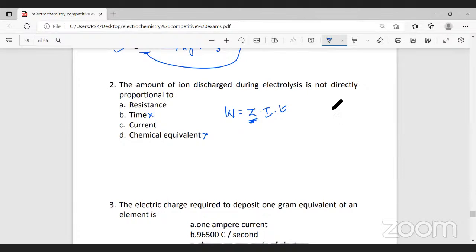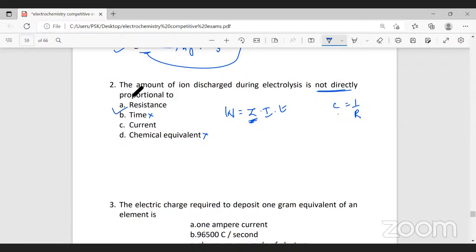See, conductance is the reciprocal of resistance. Remember that. So how much current you pass, so much metal will get deposited here. So maybe we can say W is directly proportional to conductance also, but it is inversely proportional to resistance. So that is not directly proportional, which is what they are asking. Hence the answer for this question is option A.